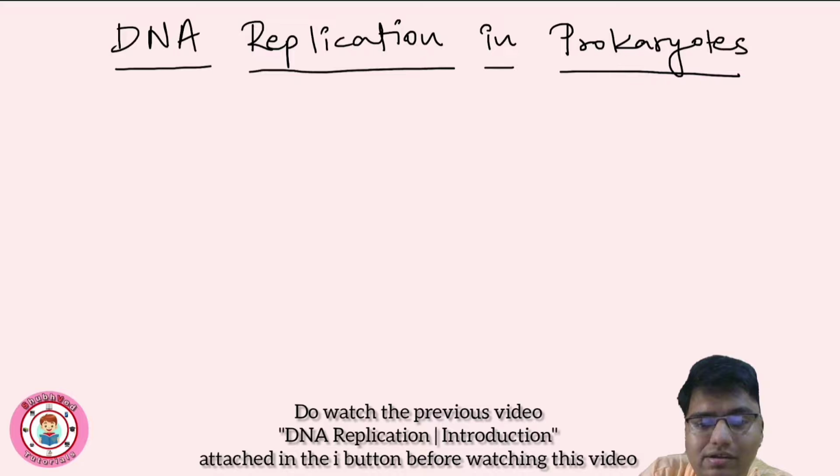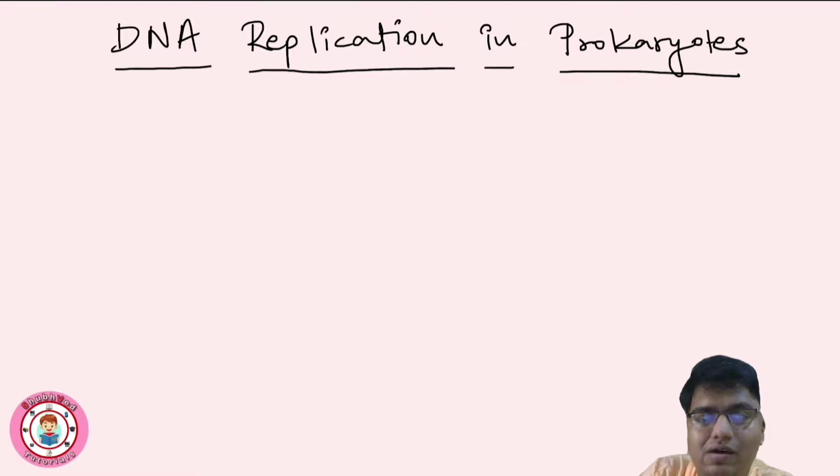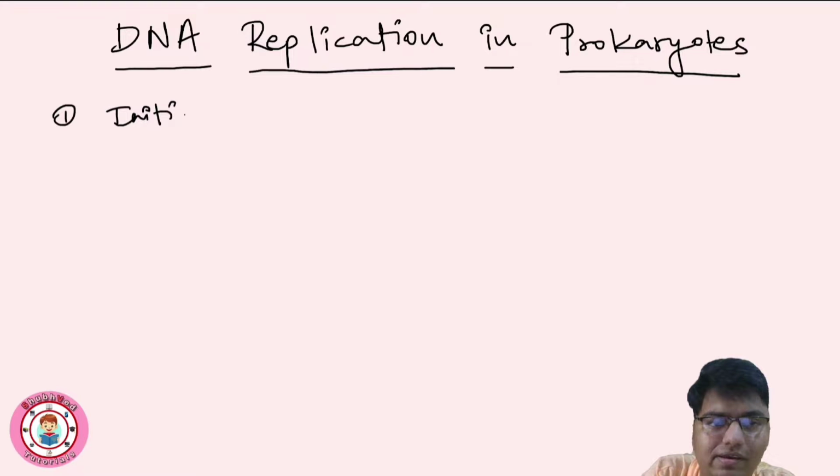Till now we have understood the basics of DNA replication. What are the polymerases? What are the actual steps in DNA replication? What are the enzymes? Now from this video we will discuss the detailed process in prokaryotes and in eukaryotes. So basically, DNA replication is divided into three parts, and we study: first is initiation, then elongation, and termination.